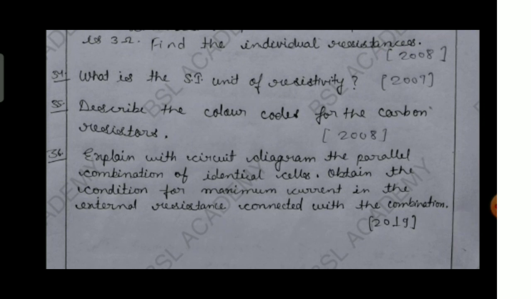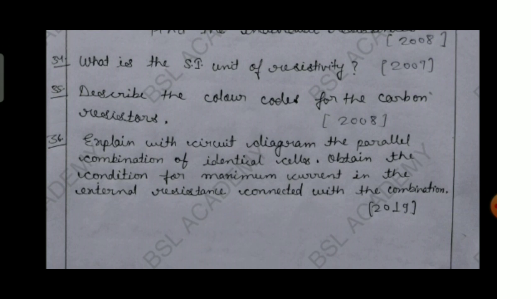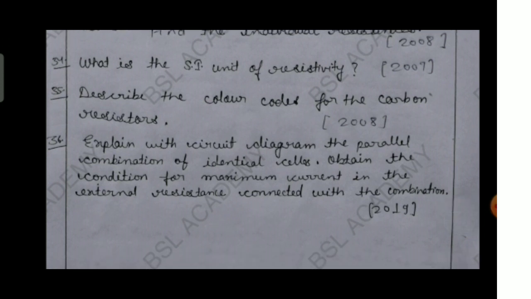Now question number 34. What is the SI unit of resistivity? This is a very easy problem. This is from 2007. Now question number 35. Describe the color codes for the carbon resistors. So color coding is also important. So please notice it and complete this topic too. And this question was asked in 2008.